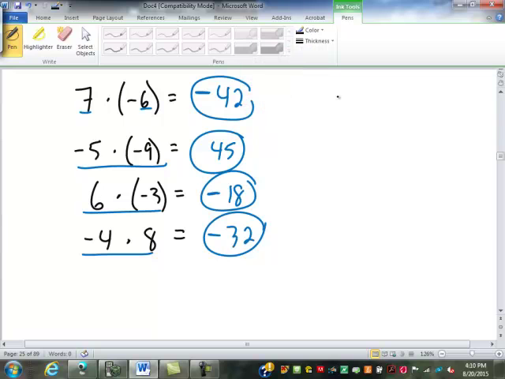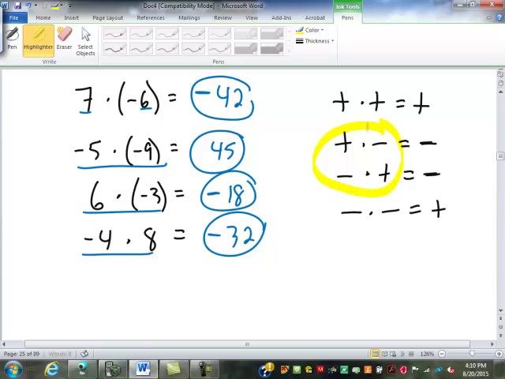So our little pattern, of course, a positive times a positive, that's always positive. Positive times a negative is negative. Negative times a positive is negative. Negative times a negative is positive. So the key is right here. If there's one positive and one negative, no matter what order they're in, they will multiply to make a negative.